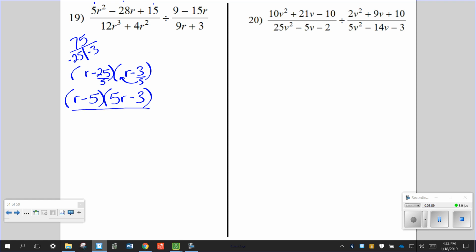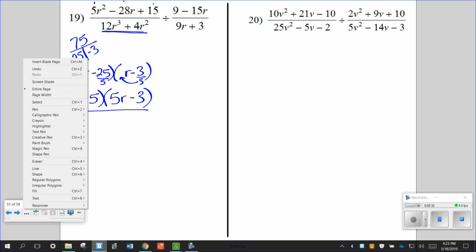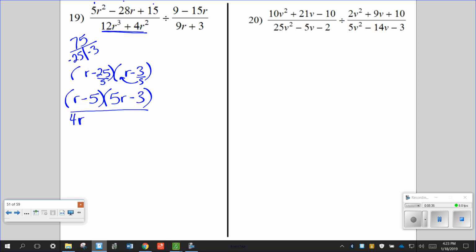That will be divided by the denominator. What can I factor out of there? 12 and 4, they both have a common factor of 4. And then r cubed and r squared. The smaller of the two would be r squared. So I can factor out an r squared. I'm left with 3r plus 1 in the parentheses here. It's 4r squared times 3r gets me 12r cubed, and 4r squared times 1 gets me 4r squared.